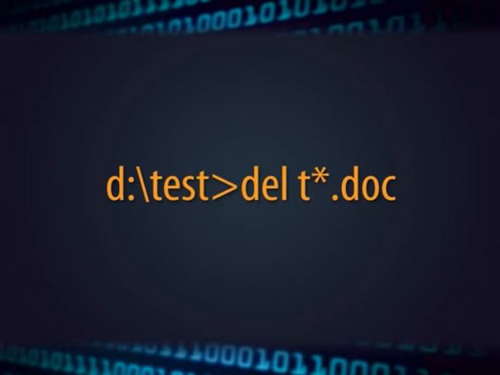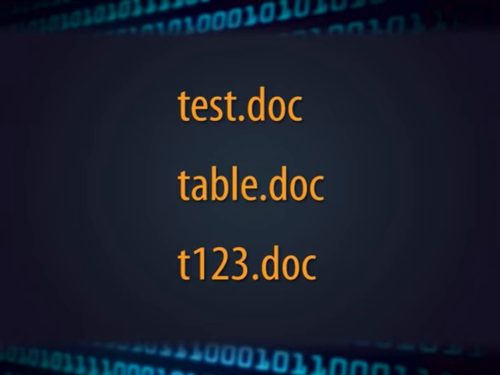d:/test delete t*.doc. This command will delete every file that begins with T and has an extension of doc, that is a doc file. So, files like test.doc, table.doc, t123.doc will be deleted in this case.